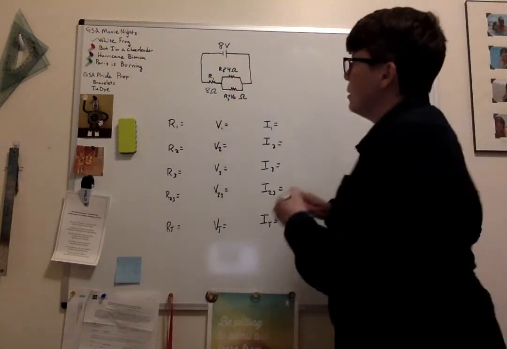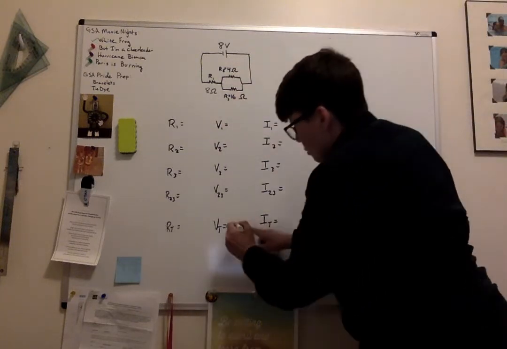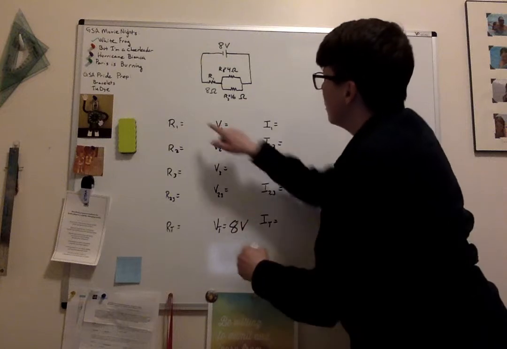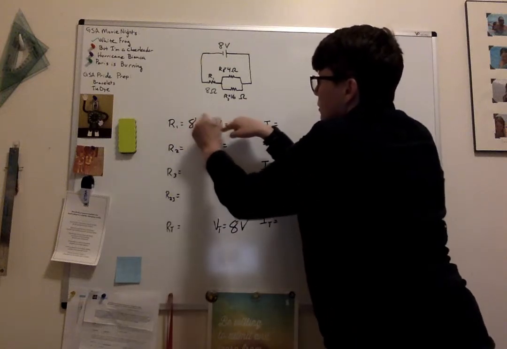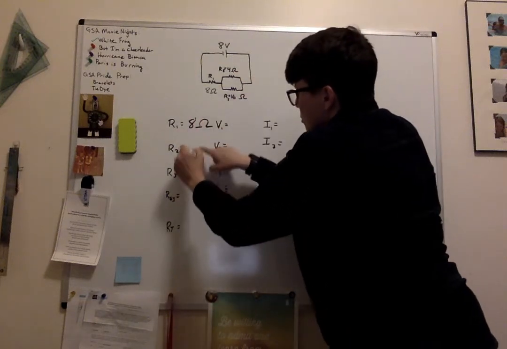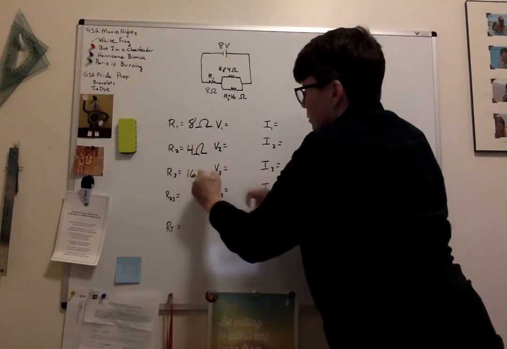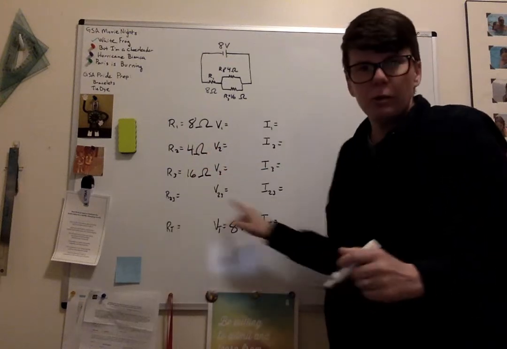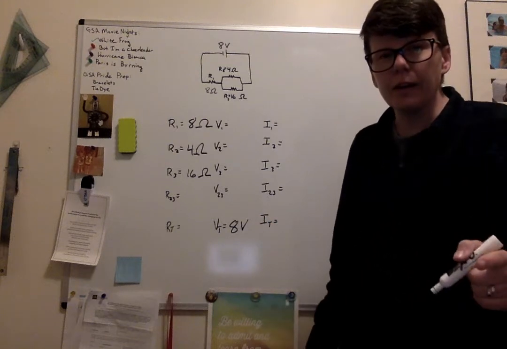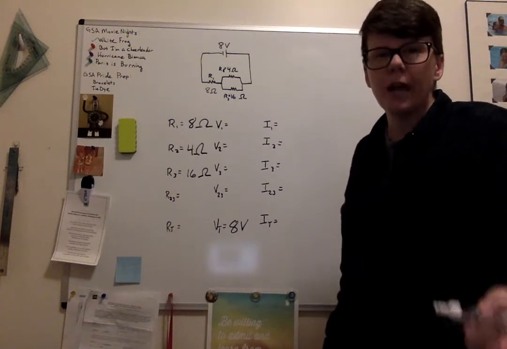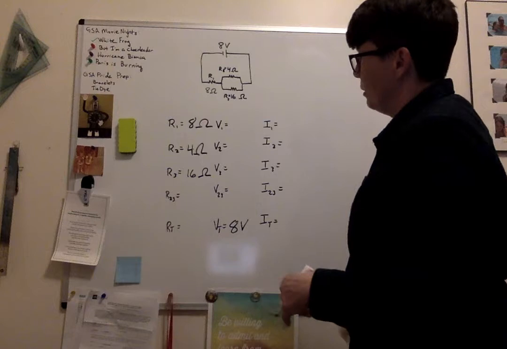Okay, so filling in the values that are given: V total, R1, R2, R3. I've added a row to my table that doesn't exist in your handout. This is handy for keeping track of intermediate values.